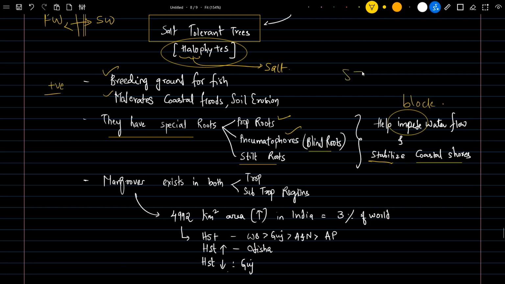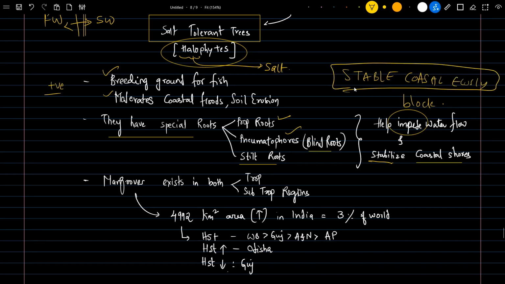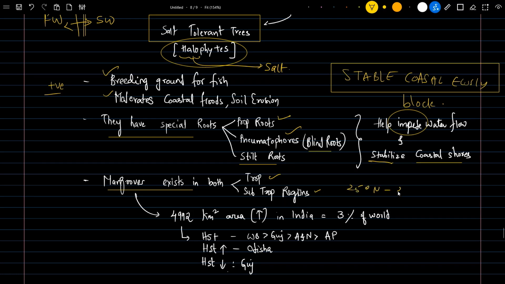So a stable coastal ecosystem can be maintained with the help of these mangroves. And mangroves can exist in both tropical and subtropical regions because, as I told, between 25 degrees north and 25 degrees south, there will be presence of these mangroves.